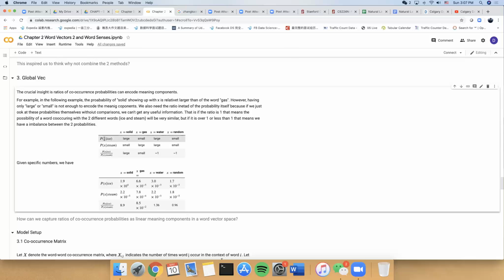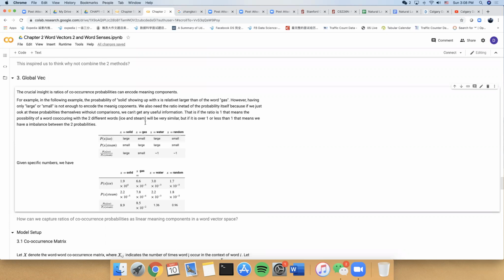And think about the probability of a word given ice. For example, think about the probability of solid given ice. How much probability do we have for that word to show up given ice? It's going to be a relatively large number, right? And think about gas and steam. Those two words are going to show up together, so yes, it's probably large. But ice and gas, not really. It's kind of small.